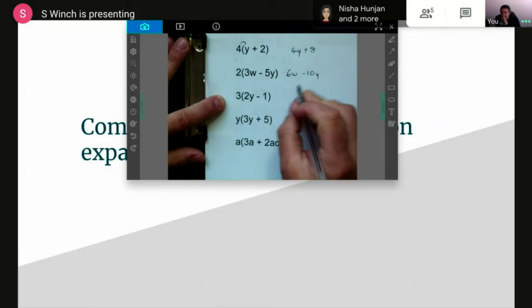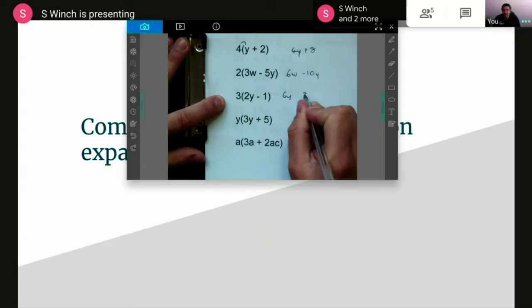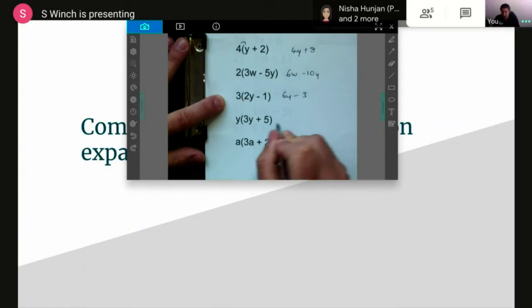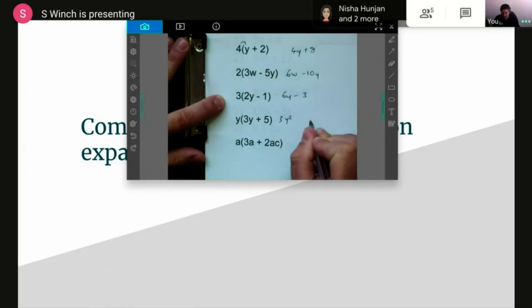Here we've got 3 times 2 is 6y, and 3 times 1, of course, is 3. And we take the subtraction sign with us. y times y is y squared. Of course, y times 3 is 3y. And y times 5, we're going to have 5y. So it's plus, we take the plus sign with us as well.